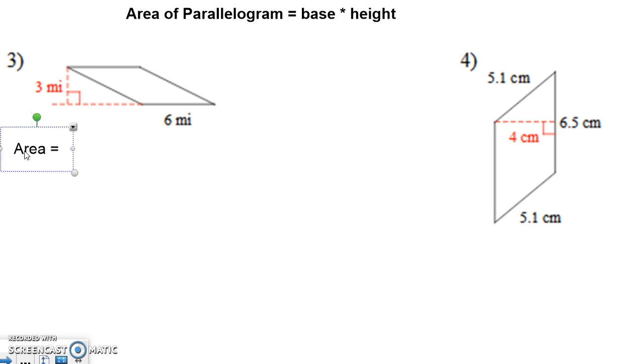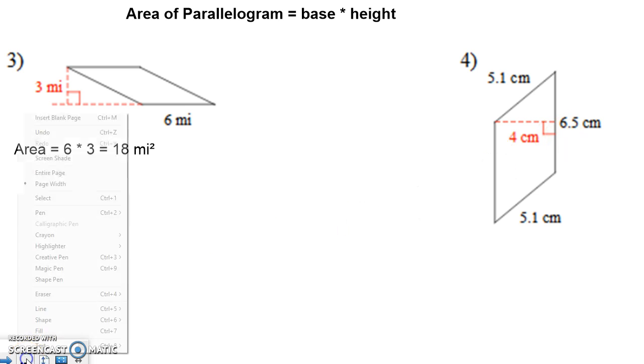You're going to see that right angle symbol. The base in this example is 6, and it's 3 miles high. So 6 miles times 3 miles is 18 miles squared. And that's the area of that parallelogram.